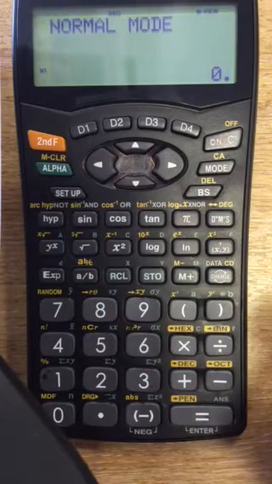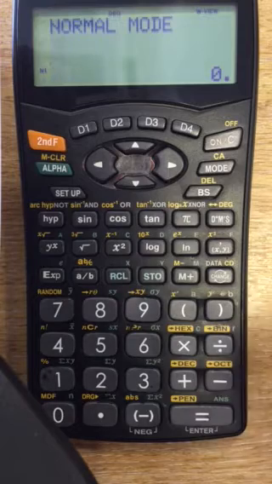There are many more functions that you can use on the calculator, and we'll also provide you the link to the instruction manual so that you can find out about more functions if you wish.